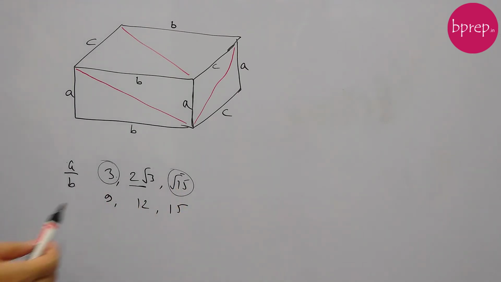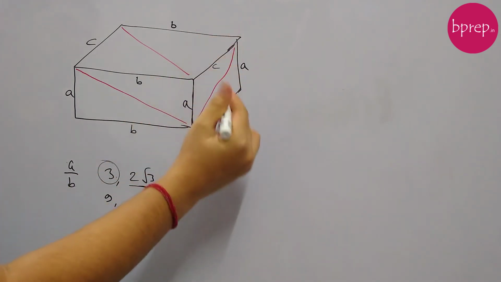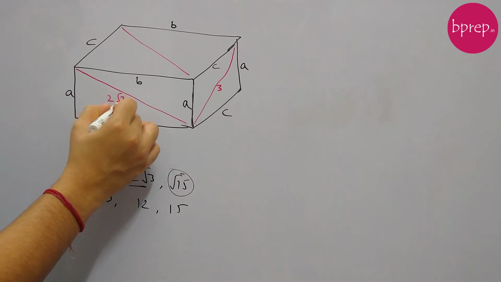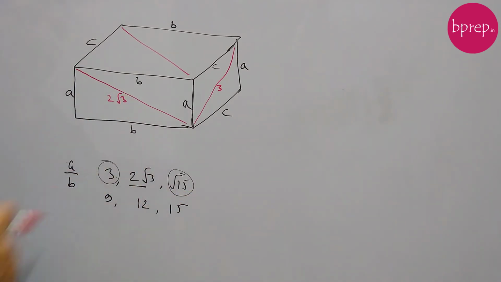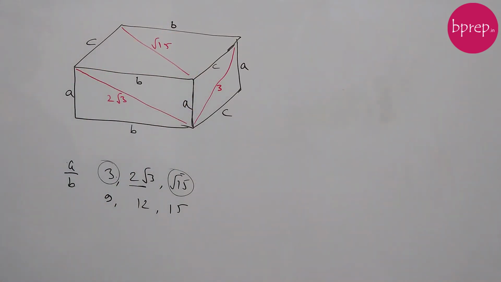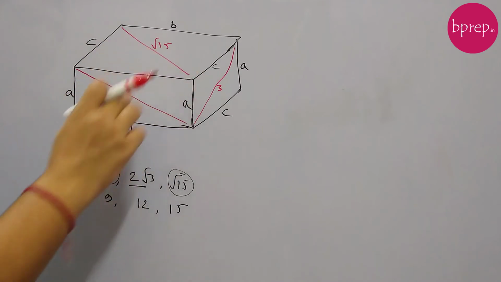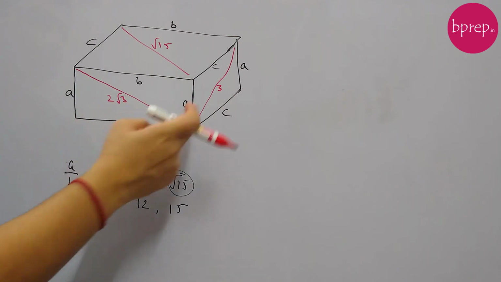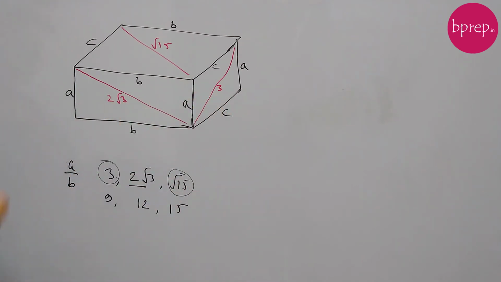Okay. So if 3 is the smallest one, then the smallest diagonal is this, its value will be 3, and 2√3 is the medium one, so the value of this diagonal will be 2√3, and √15 is the largest one, so this will be √15. Okay. So now we have 3 values and 3 unknowns, and we also see these 3 diagonals are making 3 triangles with the edges of the brick. So we can come up with a relation between them using Pythagoras theorem.